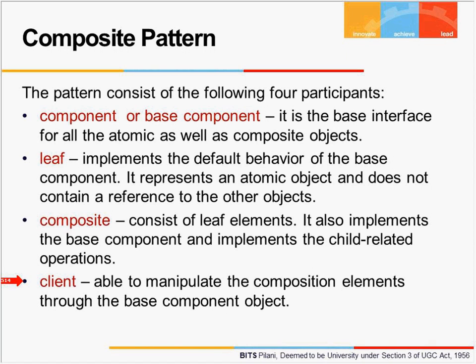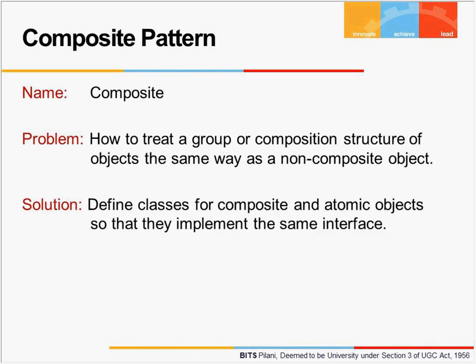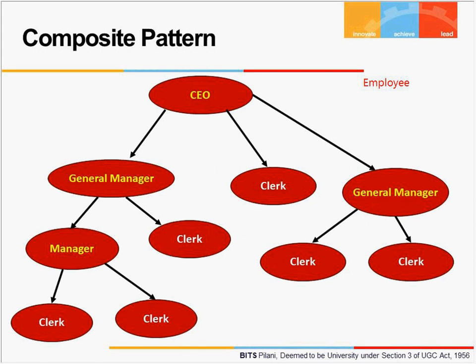So I've provided the implementation for the same tree that I had just shown you. I'll just go back to the tree once again. So this is the structure I'm referring to as the implementation for this, right? So there is an employee interface, and each of these implements the employee interface.